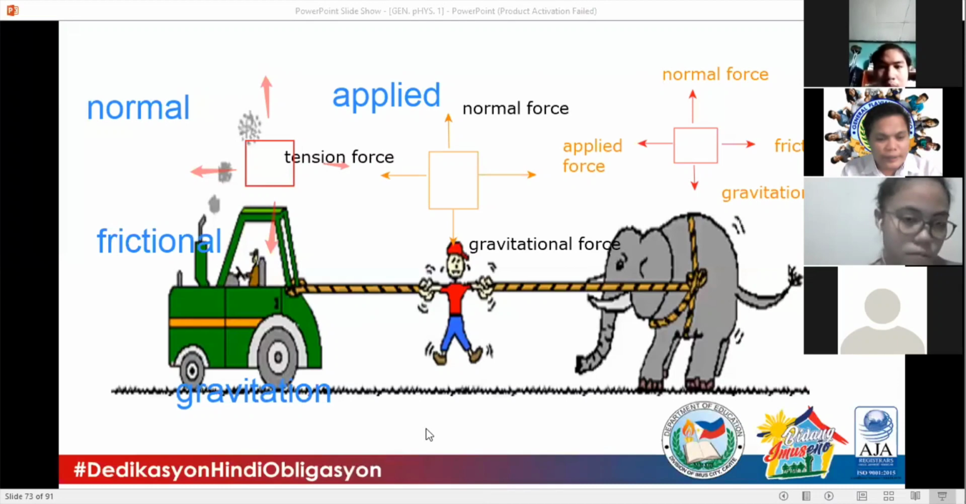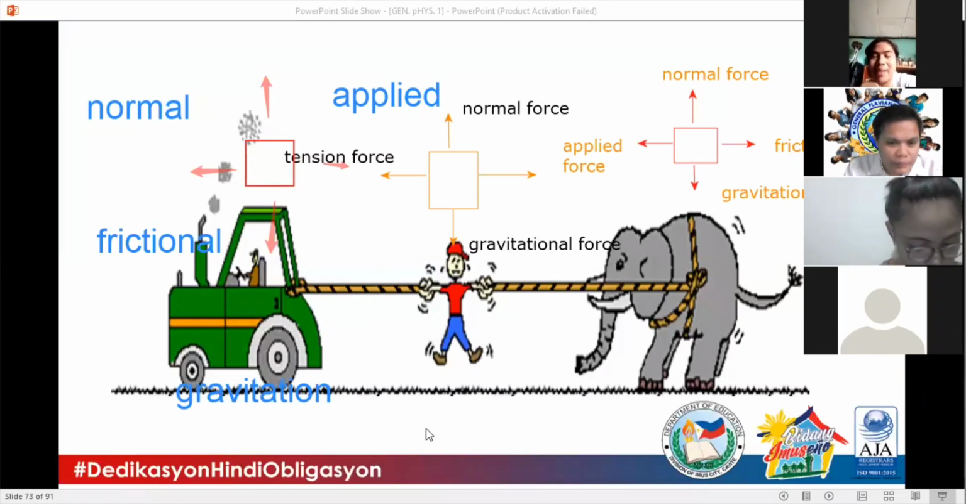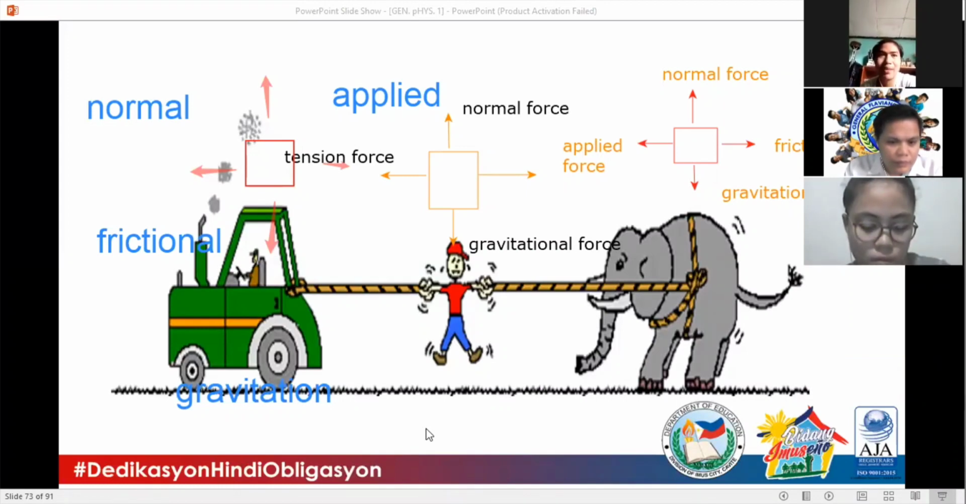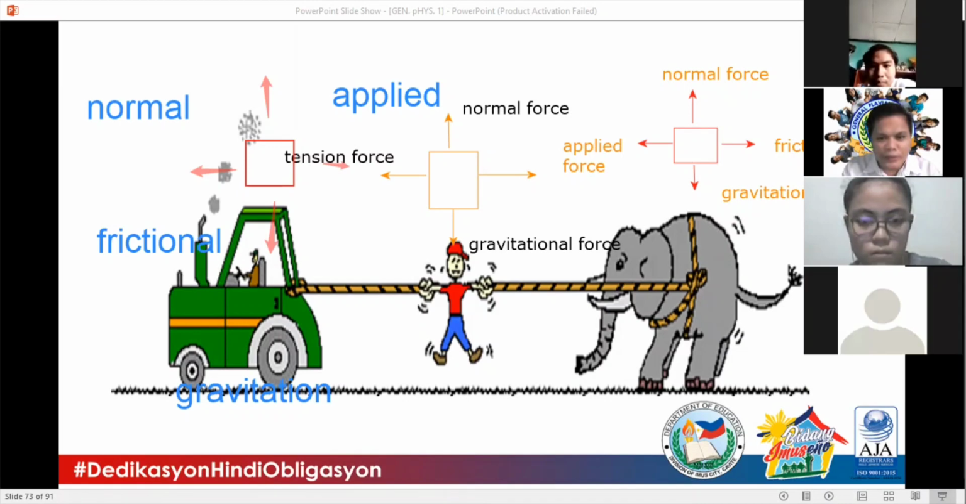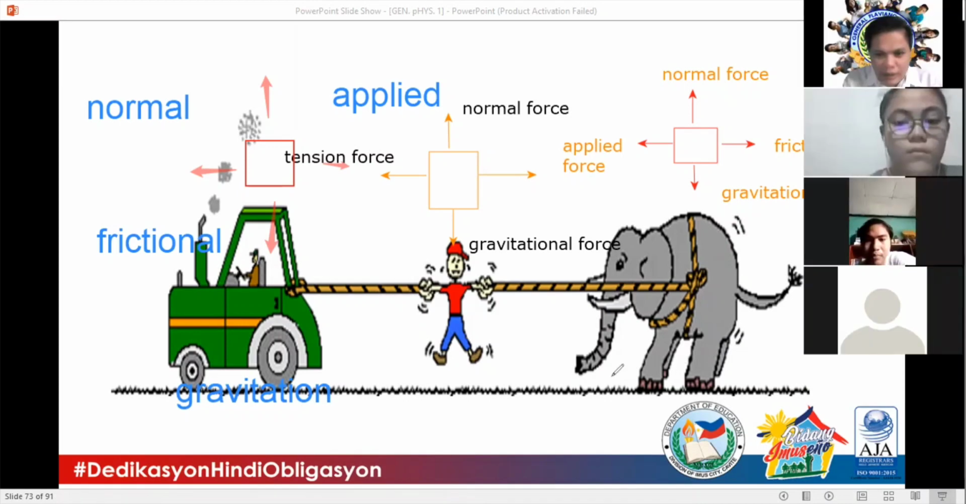Sige, ikaw, Jake. Sir, for example po yung sa right side, yung paa po ng elepante, may applied force po. Pero since nasa ground po siya, may frictional force naman po na na-apply sa paa niya dun sa ground. Okay. Bilugan na lang natin, no? Isa po dyan is yung paa ng elephant at saka yung ground. May pair of forces po dyan.